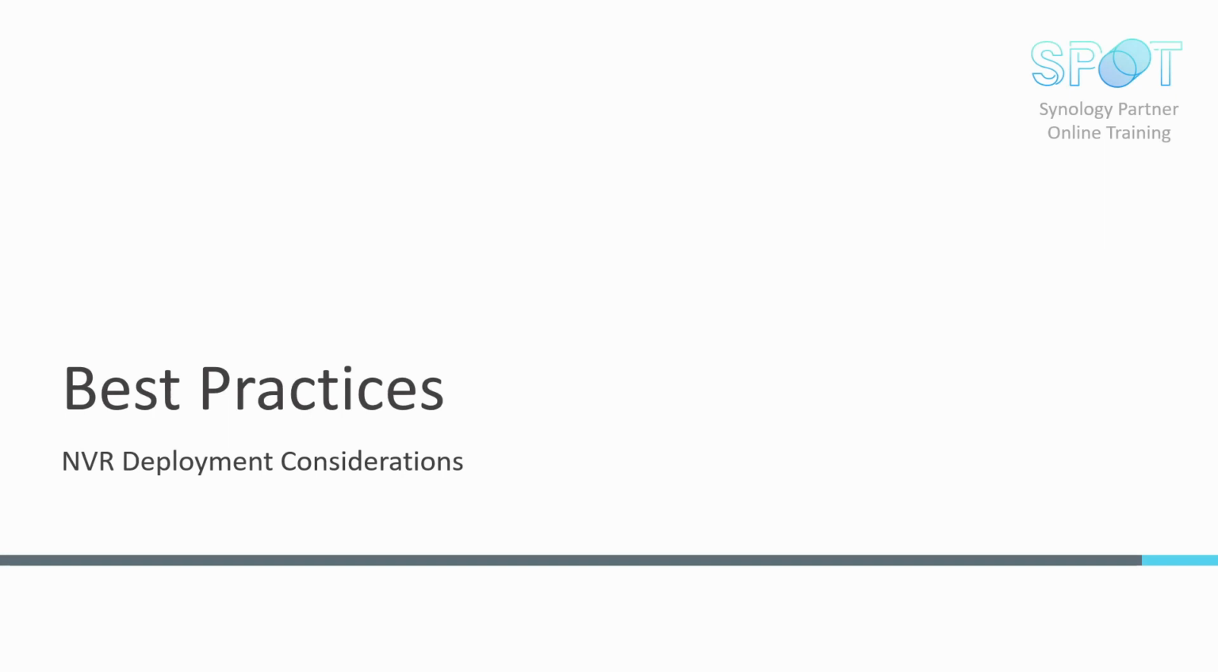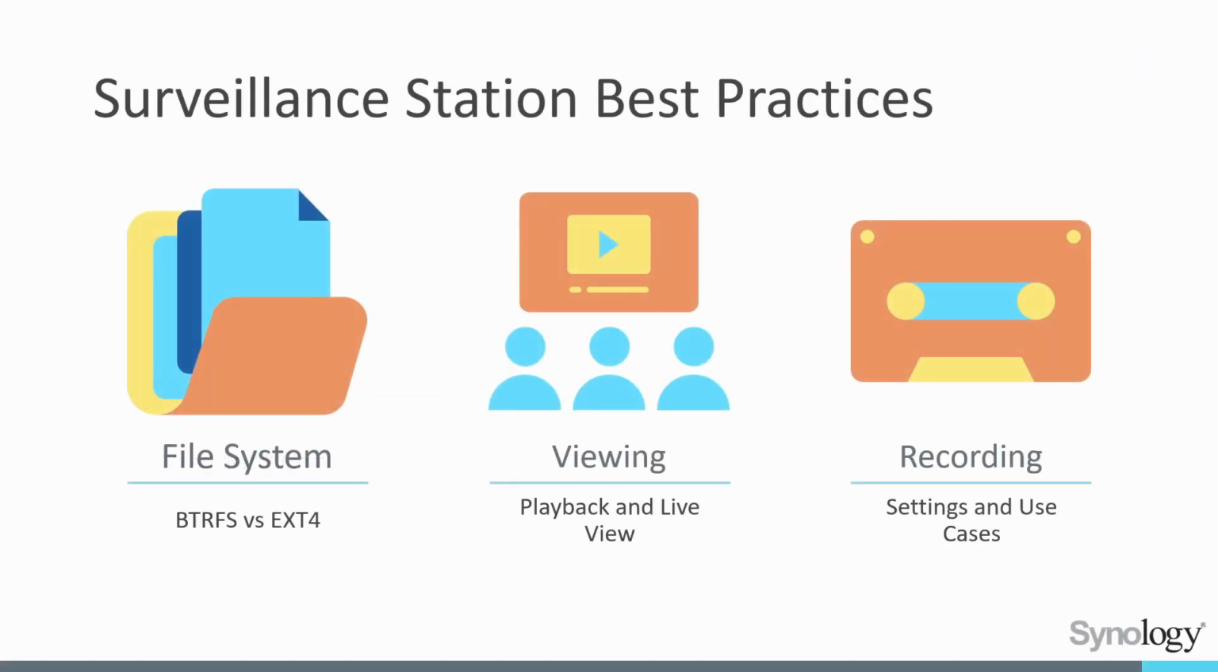So next, we're going to move on to Surveillance Station best practices, and we're going to talk about file system, viewing, and recording considerations. For file system, there's actually some trade-offs and considerations you have to make based on if you want to go to BTRFS or ext4. For viewing, there's a couple best practices for playback and live view as well that you're going to want to pay attention to, especially if you have a large amount of cameras in the deployment. For recording, we have a couple settings and use cases for changing certain recording settings to make the recording run smoother and be more valuable to you if there is ever an issue that you need to use the recordings for.